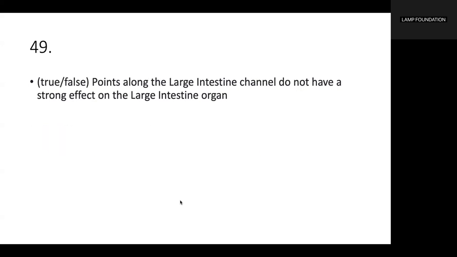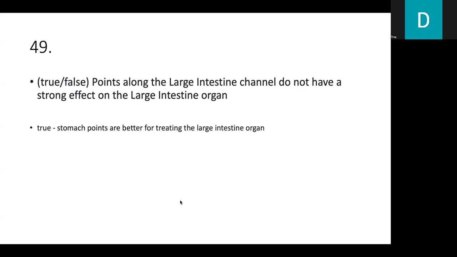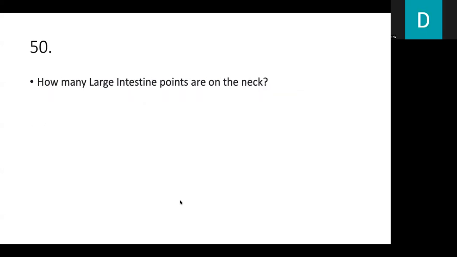True or false? Points along the large intestine channel do not have a strong effect on the large intestine Zang Fu. True. The stomach points are better for treating the LI organ. That's why stomach 25. How many large intestine points are on the neck? Two.